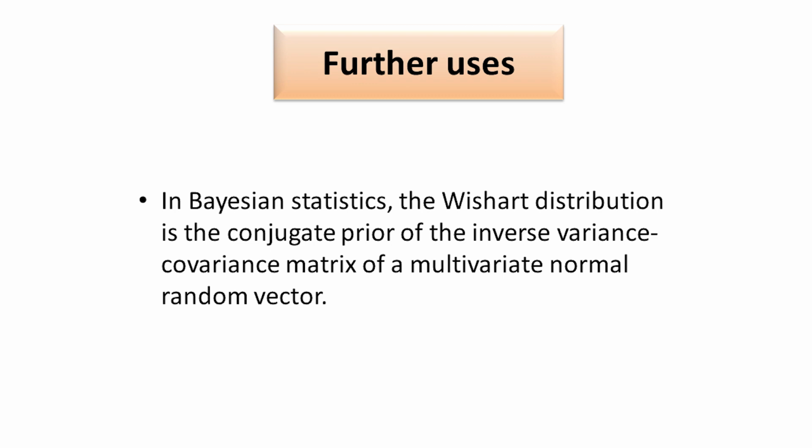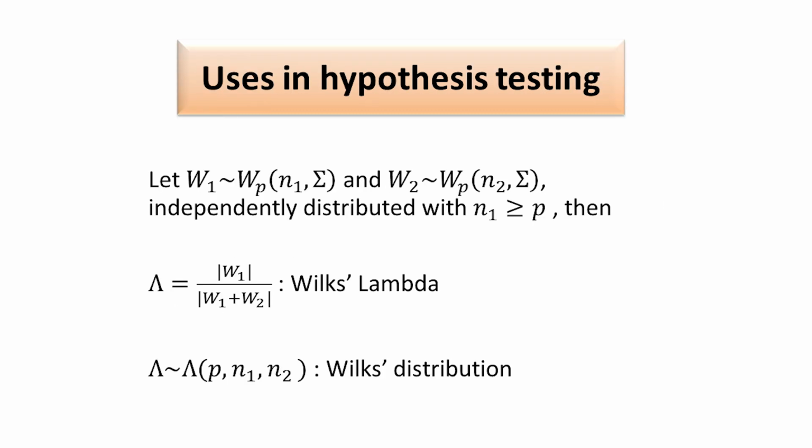There is some further use of the Wishart distribution. In Bayesian analysis, the Wishart distribution is used as the conjugate prior of the inverse variance covariance matrix of a multivariate normal random vector. The Wishart distribution also has applicability in testing of hypothesis.